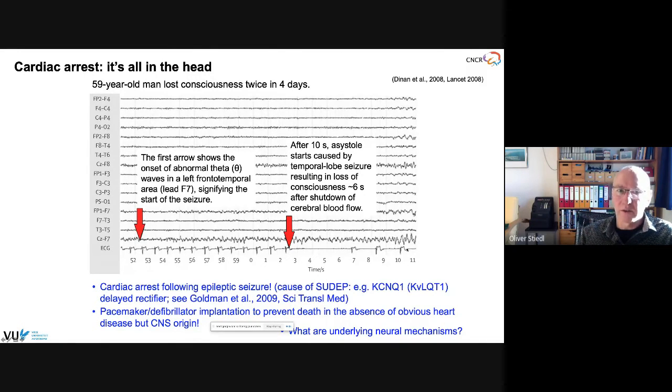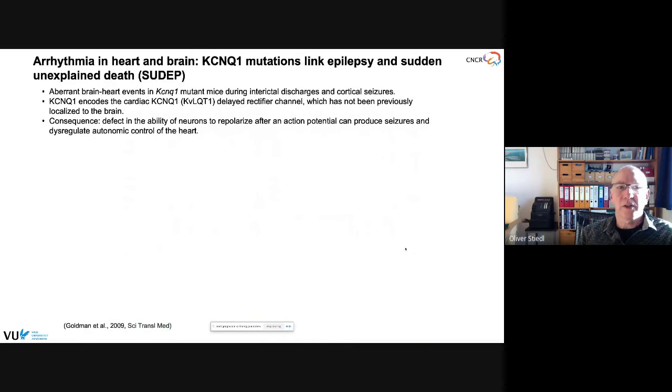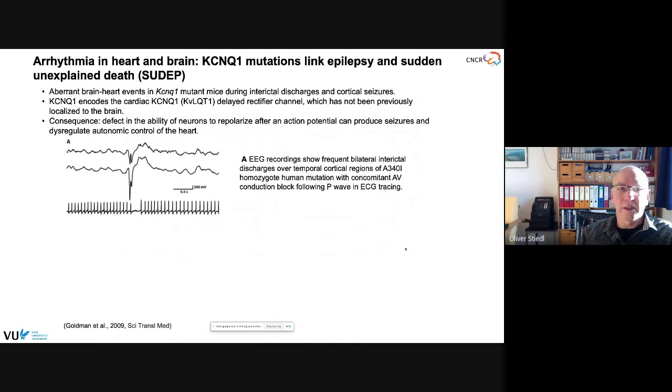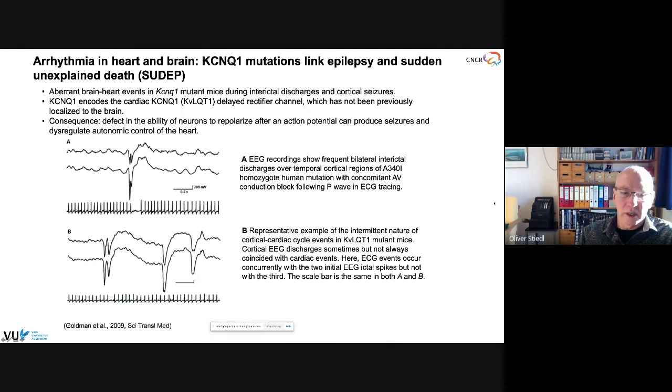And this is of course related to the so-called sudden unexplained death, or SUDEP. And this is the case where in another study, this channel, and this is the paper that I referred to before, is highly linked, because you can nicely see that there are particular discharges in the cortical region where you have a mutation, and you see that this results in a conduction block.